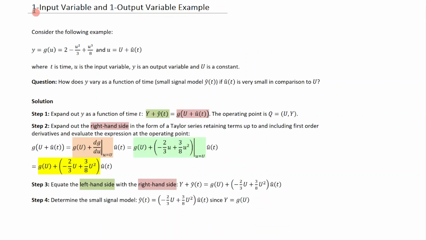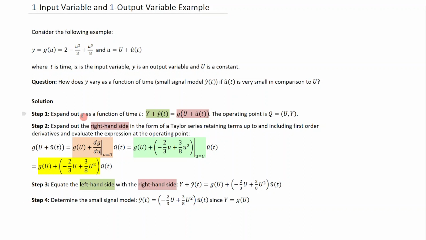All right, so let's look at an example, and this is a one input variable and one output variable example. We're going to consider the following function. Y is a function g of u, where this is what the function looks like. And what we're going to do is perturb the value of u about an operating point U by a small signal, which is given by u hat t. This is a perturbation with respect to the input signal. And so the question is, how does y vary as a function of time? And we call this a small signal, y hat t, if u hat t is very small in comparison to U. So the solution is basically comprised of 4 steps.